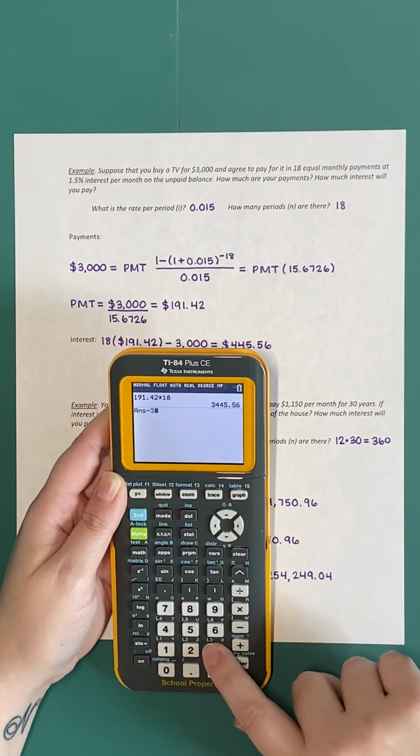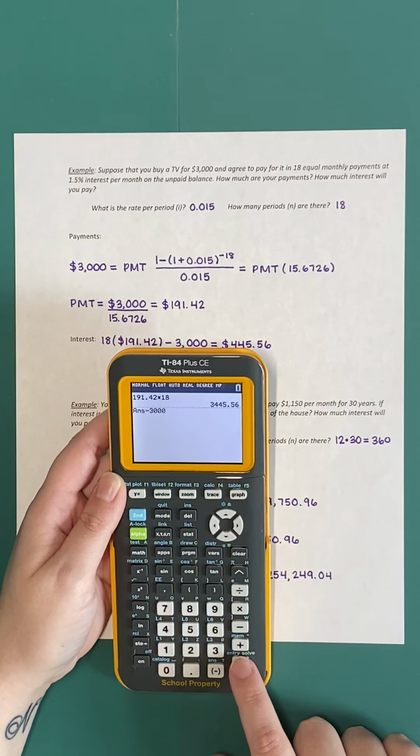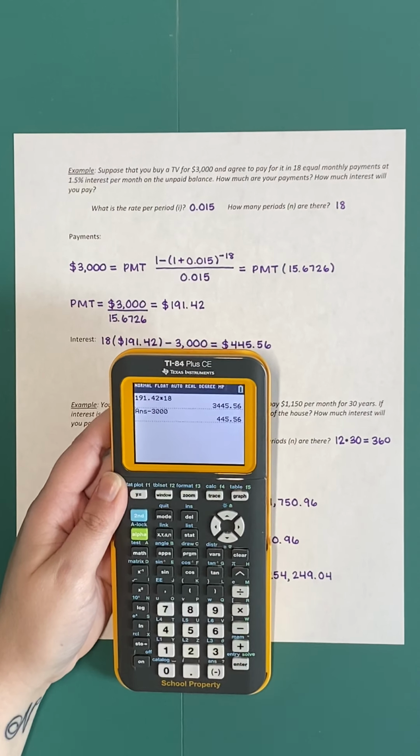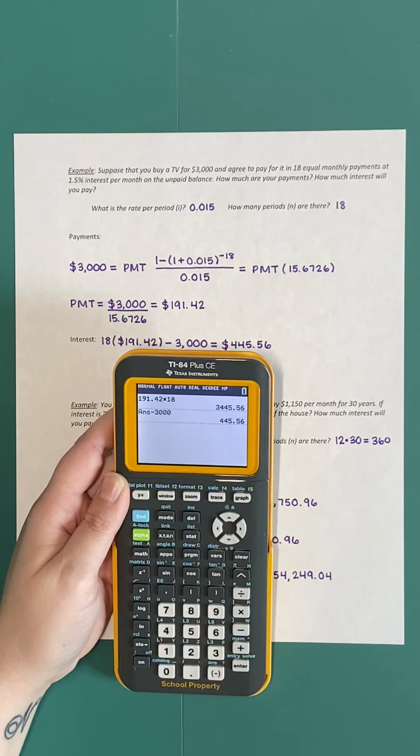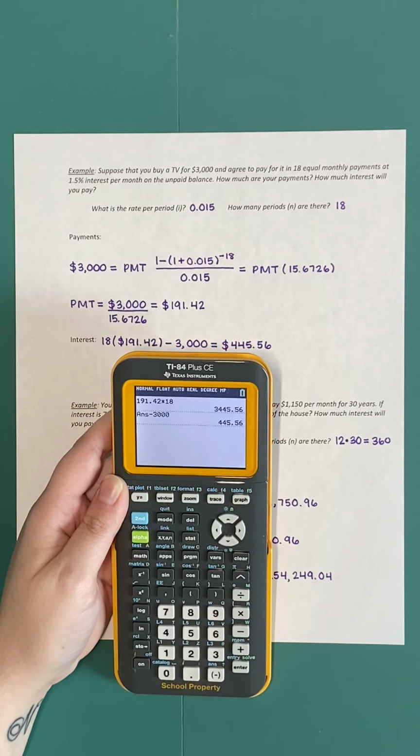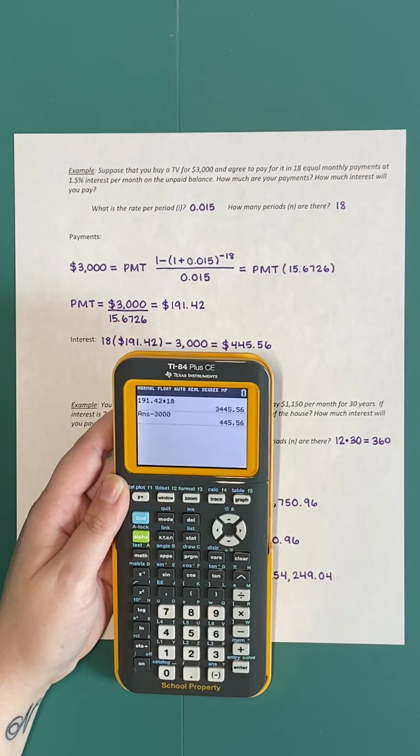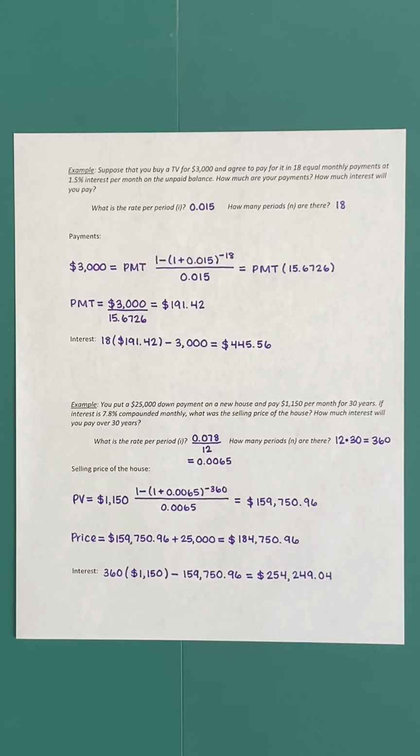So from that, we subtract how much you actually were loaned, and the difference between the two, that's the interest that you were charged. So you were charged $445.56 worth of interest.